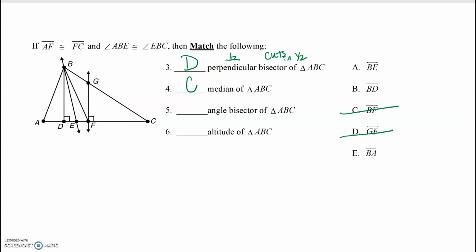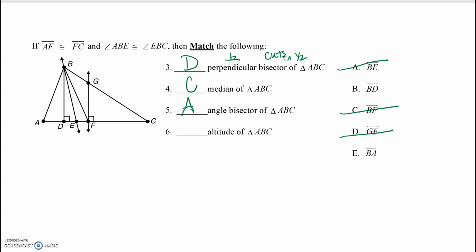Okay, then we have our angle bisector. So angle bisector, remember, cuts an angle in half. So I'm looking right here, and it looks like this one cuts my angle in half. It's kind of hard to see in this picture, but that should be BE as my angle bisector. So that's going to be A. Maybe if I get them closer up here, you guys can see those are the same.